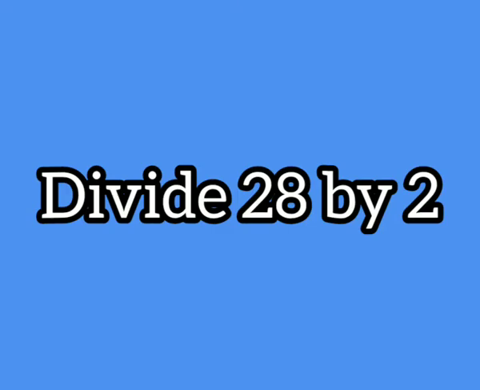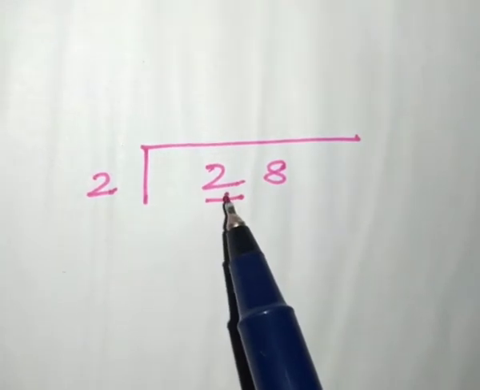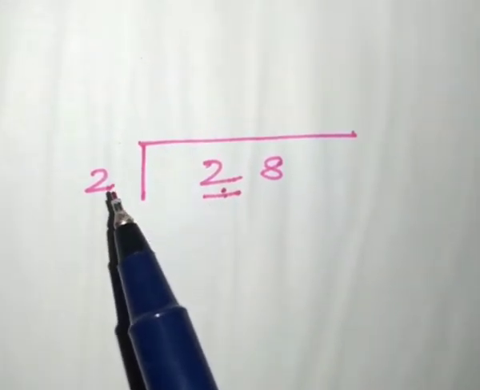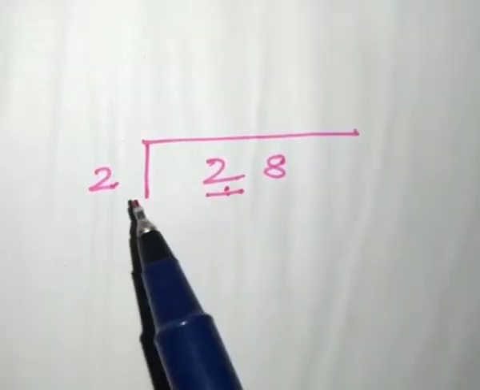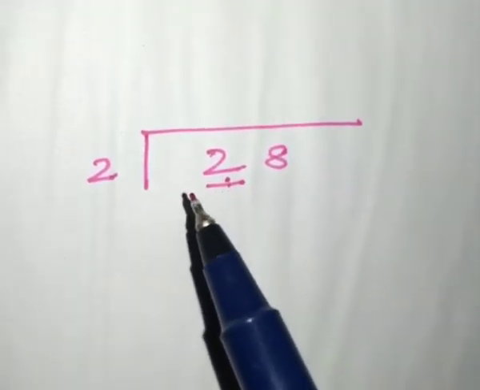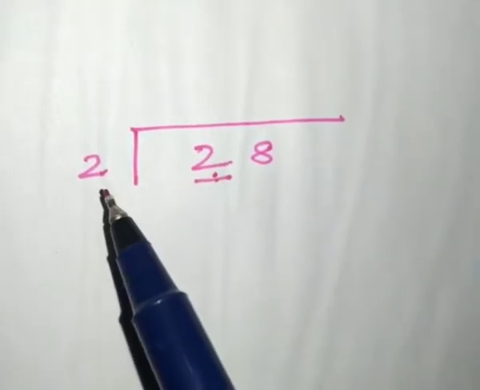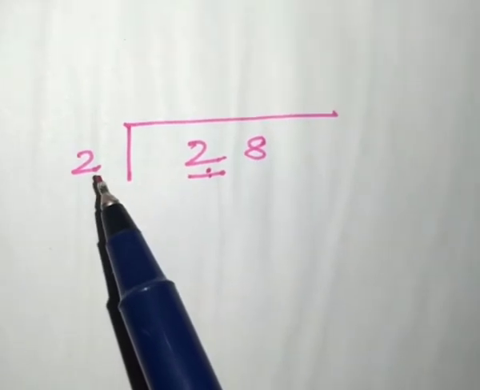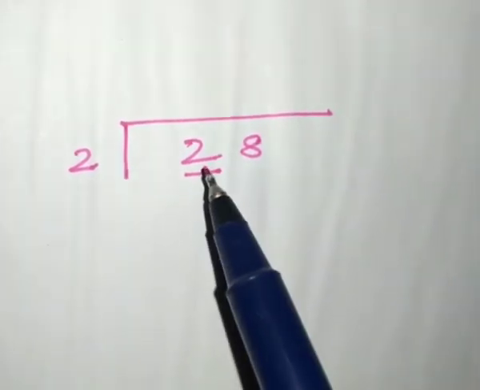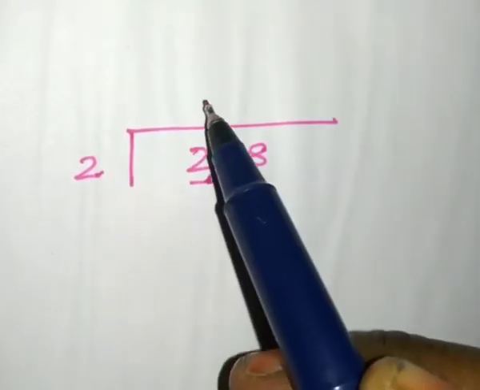Divide 28 by 2. First consider 2. Is 2 greater than the divisor 2 or less than the divisor 2? It is equal to 2. So you can divide it. If it is greater than 2 also, we can divide it. 2 is equal to 2. So you have to use the 2 table until you reach this 2. How many times do you get 2?